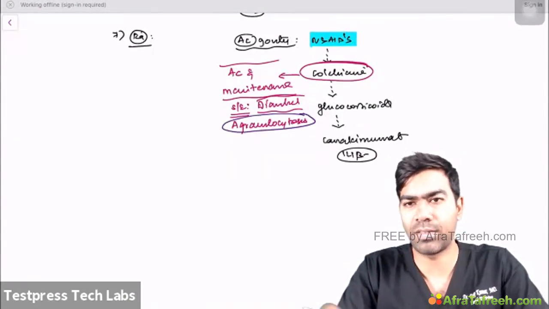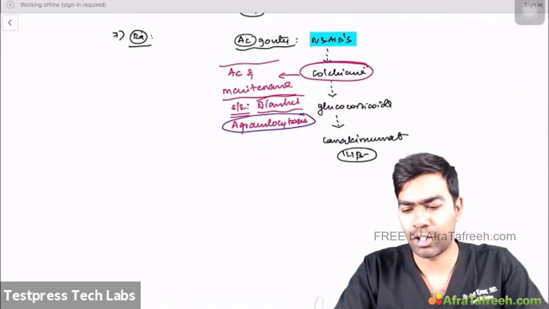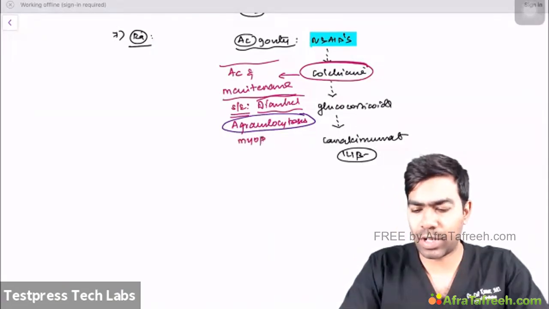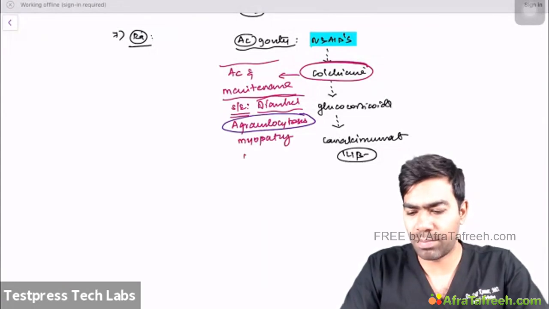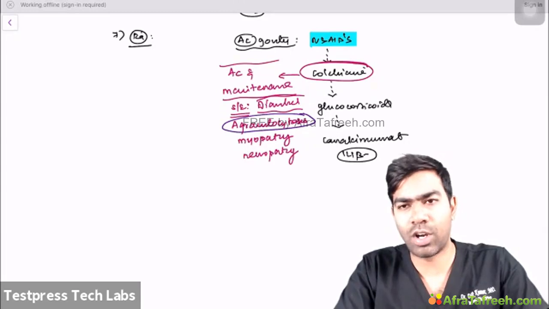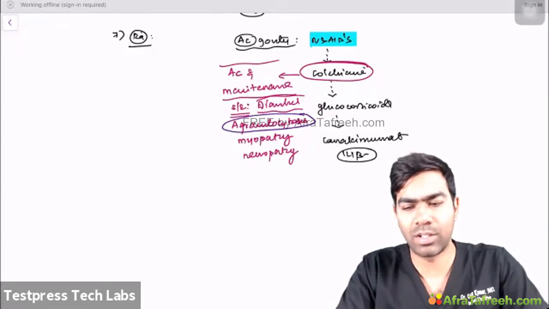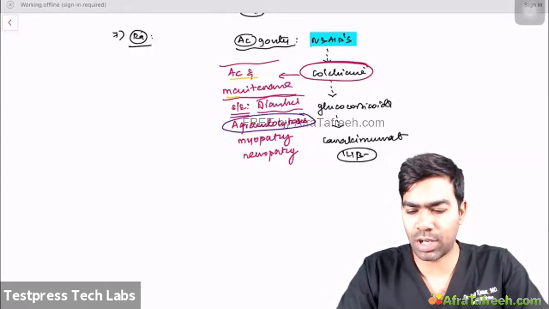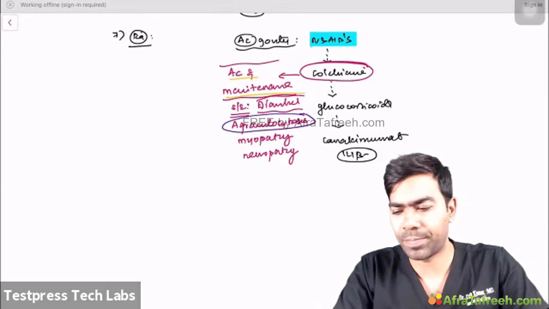This can happen in a very small proportion of patients who are taking colchicine. And you can develop myopathy, you can develop neuropathy. So especially if you take colchicine for a longer run, all these things can happen. But nevertheless, it's the only drug that is approved for use in both acute as well as maintenance therapy.